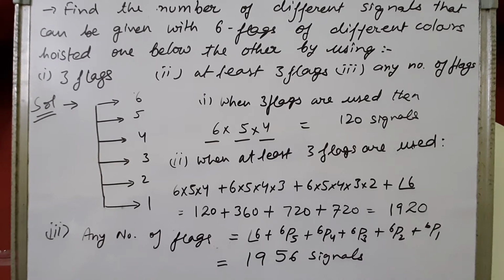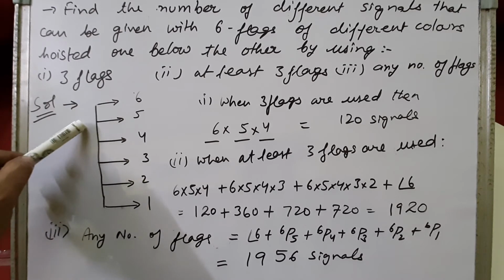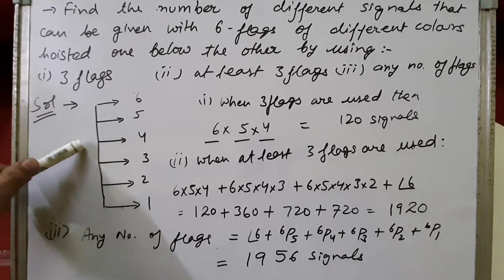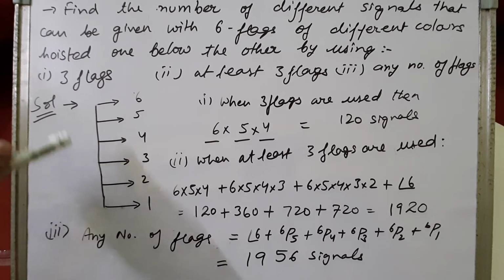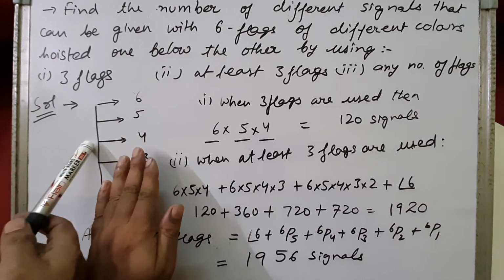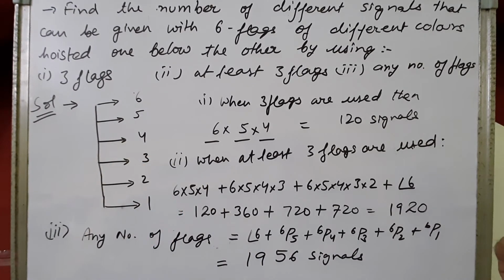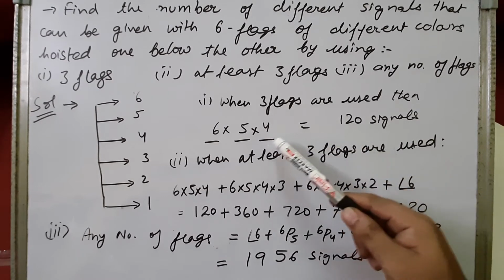If one flag is hoisted below the other, then this way flags can be hoisted, and for the first place we have 6 flags. One flag is used, that means for the second place we have 5, for the third place we have 4, and so on. For the 6th place, if all 6 places are occupied, we have factorial 6 ways to make our signals when all 6 flags are used, right? You can see here. Now when 3 flags are used, only the first 3 places are occupied. So how many ways are there? 6 into 5 into 4, which is 120. So 120 signals can be obtained using 3 flags.